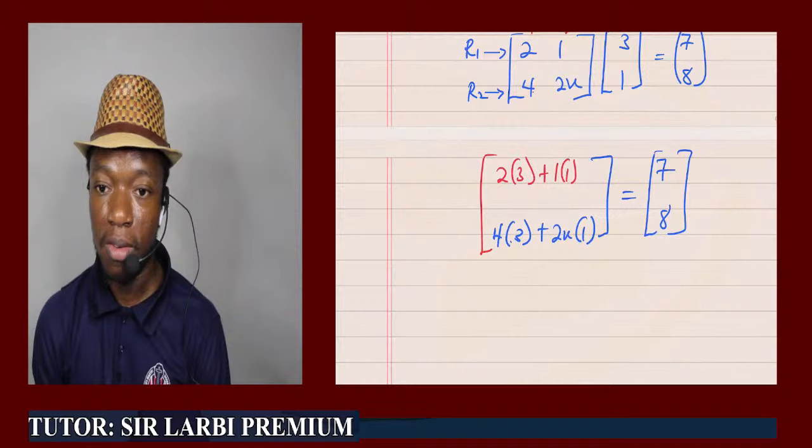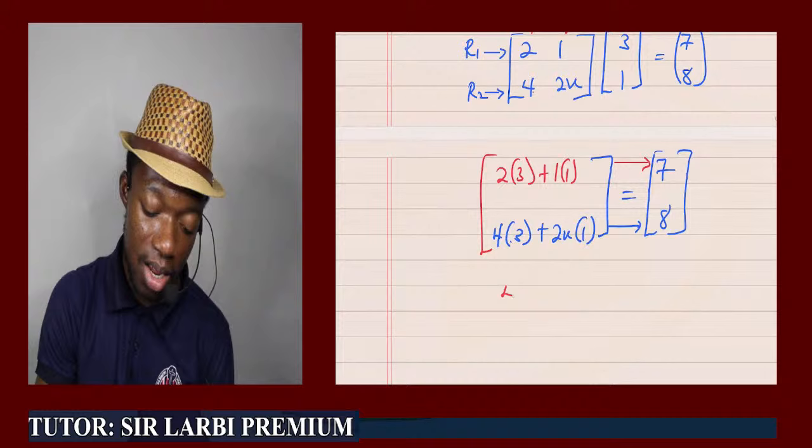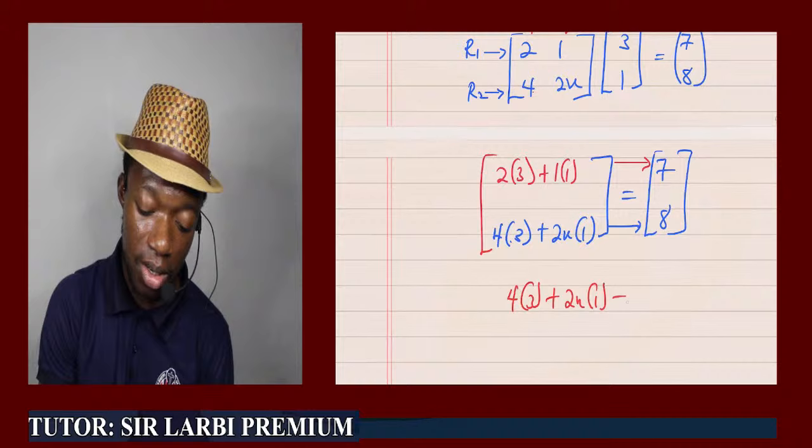can see the correspondence, right? You just have to deal with their correspondence and you're good to go. So now I can see that I have 4 multiplying 3 plus 2x multiplying 1, and that should be equal to 8. So I just want to solve for it.